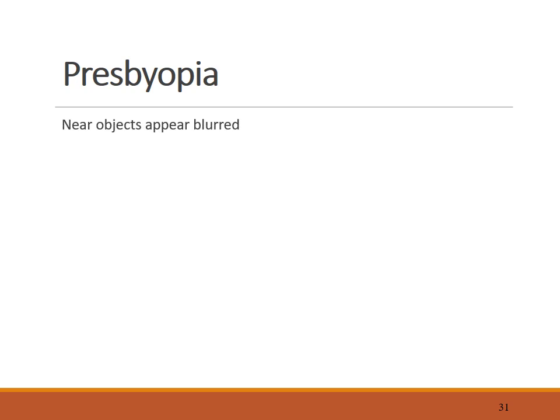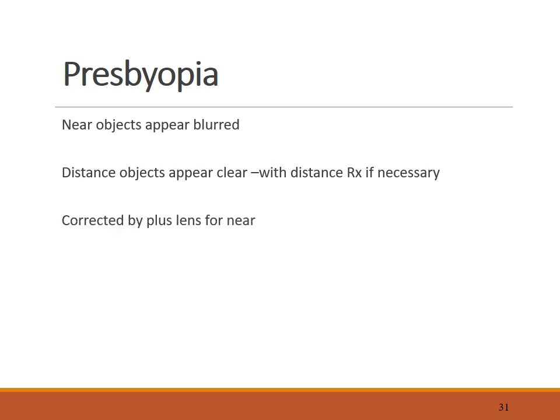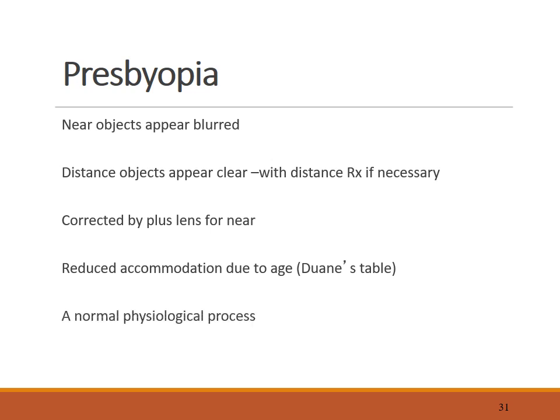Presbyopia is the normal loss of near focusing ability that occurs with age. Most people begin to notice the effect of presbyopia sometime after age 40, when they start having trouble seeing small print clearly, including text messages on their phone. This is a normal physiological process and can be corrected by plus lens for near. This happens also because of the reducing accommodation due to aging.